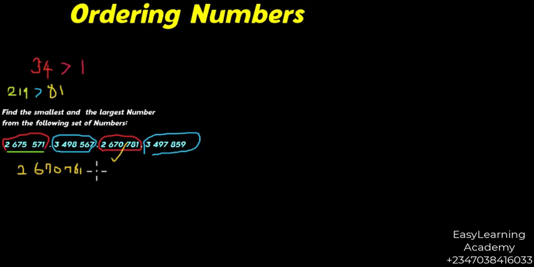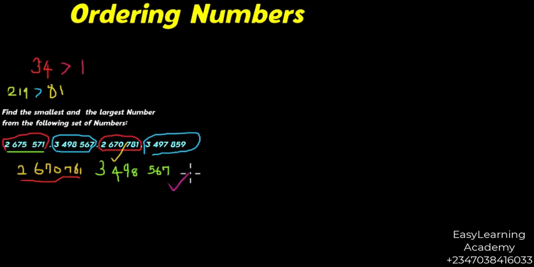So the largest number here is 3,498,498,567. That is the largest number. So we've been able to find our smallest number and our largest number, our biggest number.